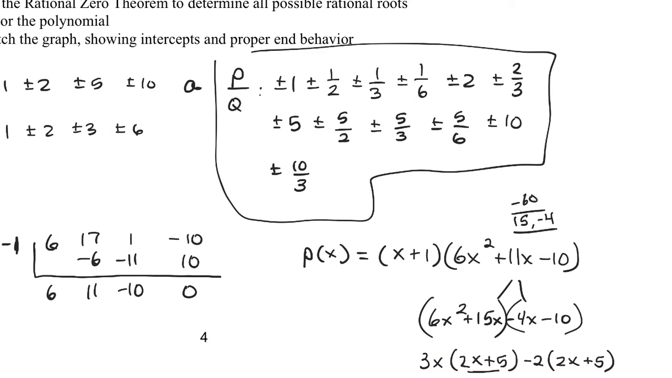And it's really important, if you remember this technique, that those two sets of parentheses match. 2x plus 5 now is a common factor. So if you factor out the 2x plus 5, then you're left with 3x minus 2. So those are now your three factors.